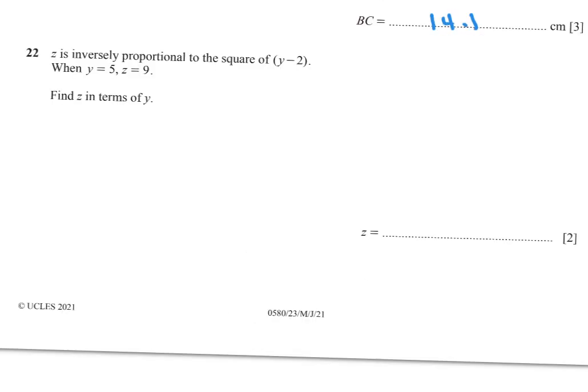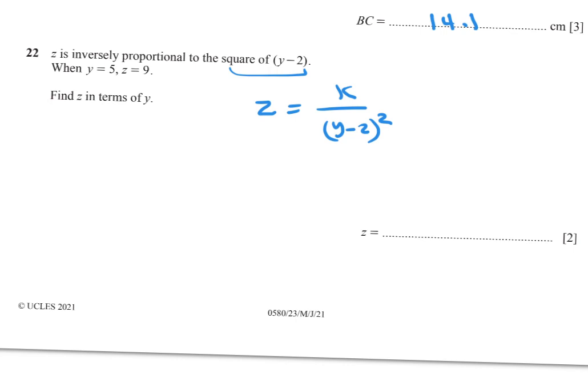22. Z is inversely proportional to the square of y minus 2. When y is 5, z equals 9. Find z in terms of y. Z is inversely proportional, so z equals k over the square of y minus 2, this means y minus 2 all squared.